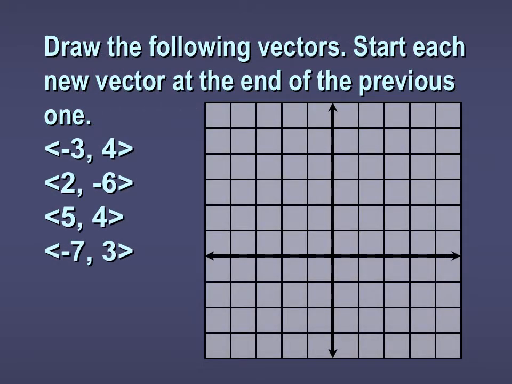So, we're going to draw the following vectors. It's really important that we start each new vector at the end of the previous one. So the first one is negative 3, 4, which is kind of easy to find, right? We start at the origin, negative 3, 4, and then we draw our arrow going to that point. But when we do 2, negative 6, we start from the terminal point. We start right here, so we're going to go 2, 1, 2, and then we're going to go to negative 6, 1, 2, 3, 4, 5, 6. And so we're going to connect our terminal point to this new initial point here. And that's our 2, negative 6.